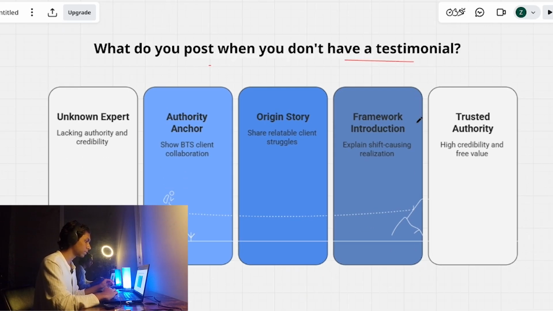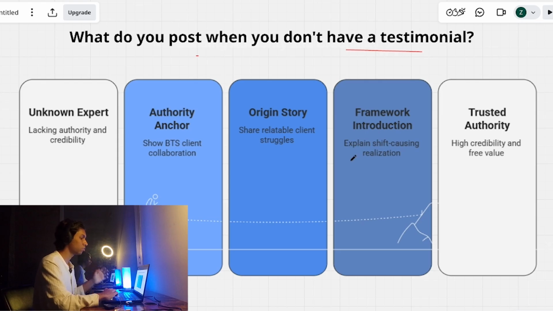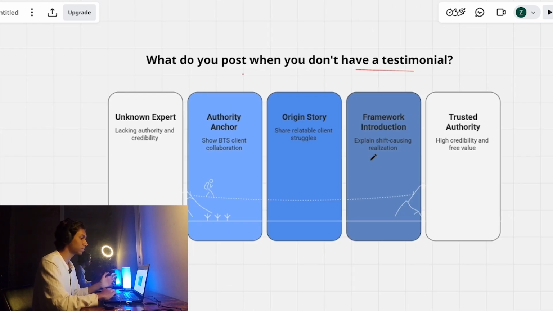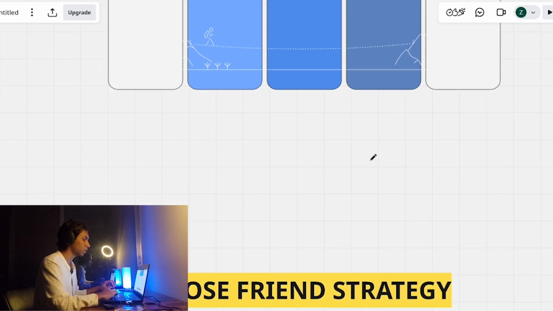What you can do is show behind the scenes client collaboration. Think about it like this: you and your client sitting in a call and you're planning how you can scale his business. Then, of course, share an origin story. Basically share your client's struggles, pain points, and what you did to solve those problems, and what you did to make that shift happen. And lastly, you can leave a link to your VSL or a link to book a call.